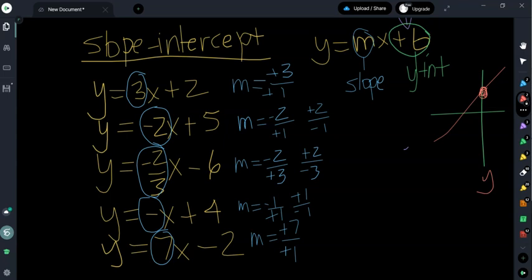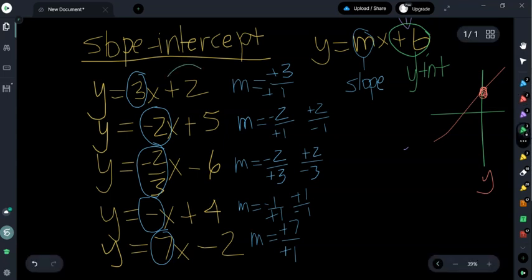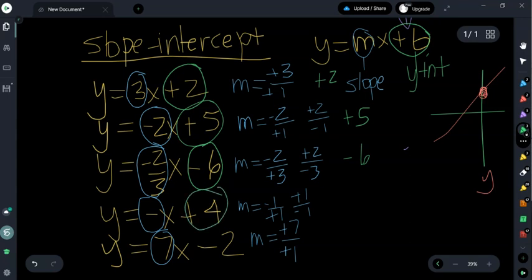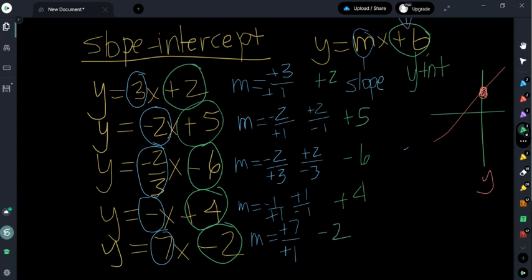So let's look at these y-intercepts here on these equations. This line is going to cross the y-axis at +2. This line is going to cross the y-axis at +5. This line is going to cross the y-axis at -6. This line is going to cross the y-axis at +4. And this line is going to cross the y-axis at -2. So just by having the line in slope-intercept form, we're actually able to graph the line.